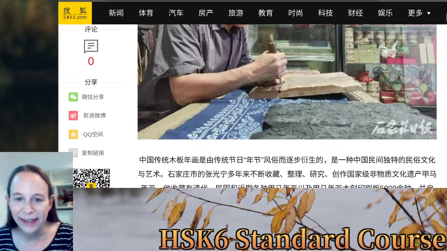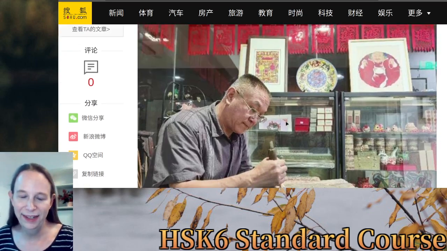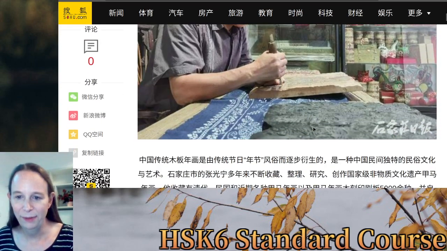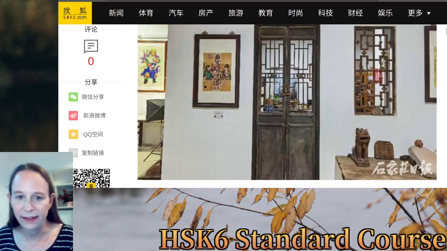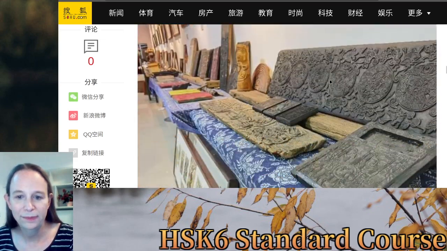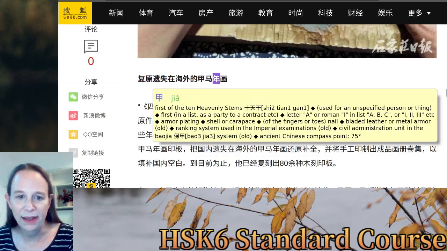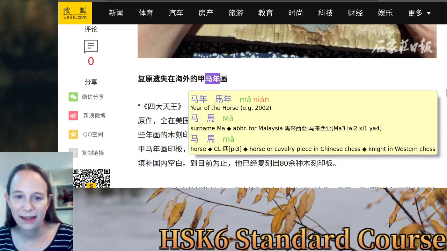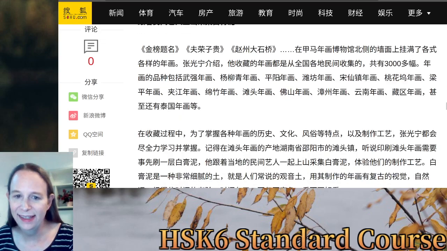There he is, that's Zhang Guangning. Hello, Zhang Guangning. So you can see he's carving the wood. So it looks like he's carrying on the tradition of carving wood, what we talked about in the article. What am I looking at here? This one? So this is the painting. So these are the brothers, maybe? I'm not sure. So this is the traditional technology. 甲马年画. What is 甲马? 甲, first, 马. I'm not sure. Maybe it's like all the calendar with the 60-year cycle, that sort of thing.